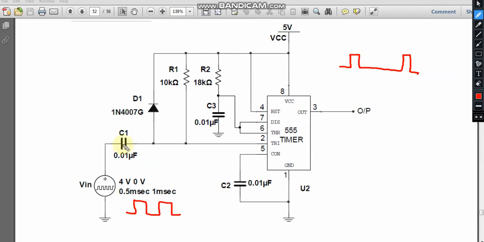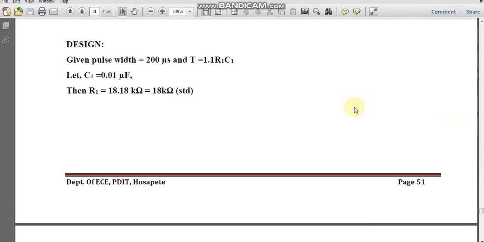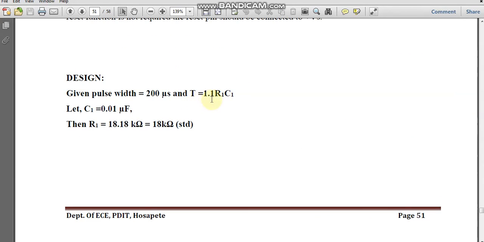So we are using a capacitor and this part, so that when this diode is forward biased, you have a short path, so this resistor doesn't come into account. And when it is reverse biased, you have the capacitor charging through this resistor R. That is how you design it. The design depends on the equation T equals 1.1 R1 C1. Assume C1 and calculate R1 for a given T.